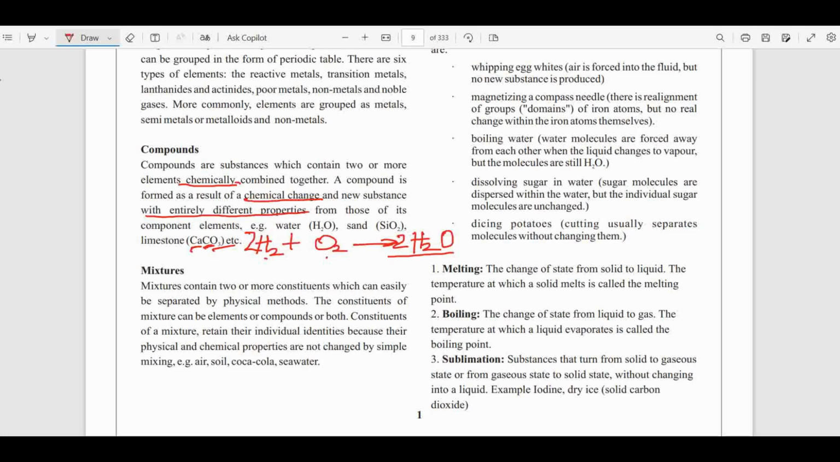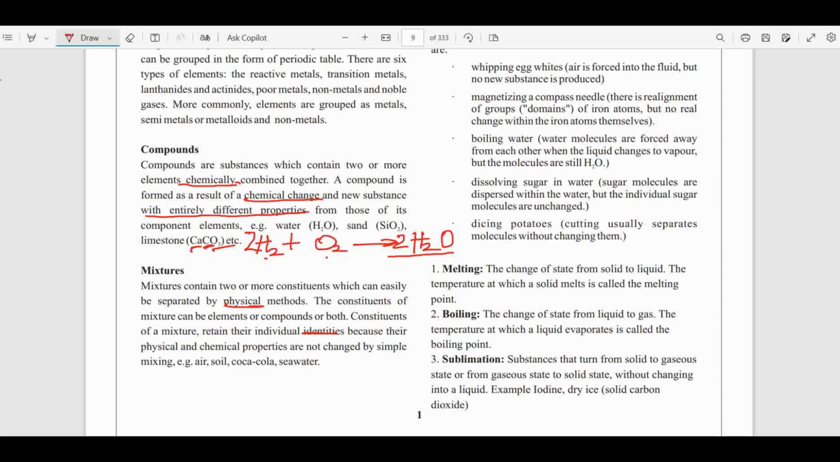But then if we go on to look at mixtures, mixtures contain two or more constituents, and they are joined together by physical methods, as against compounds that are joined by chemical methods. So in that case, the constituents of a mixture would retain their individual properties or individual identities because they are physically combined.